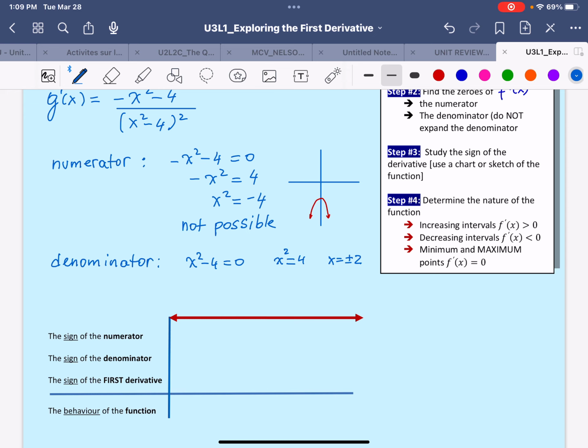So I'll place in here the negative and positive infinity, and the two key values that we just found, which are at x equals negative 2 and positive 2. Again, they're not to scale. They just have to be placed in order.